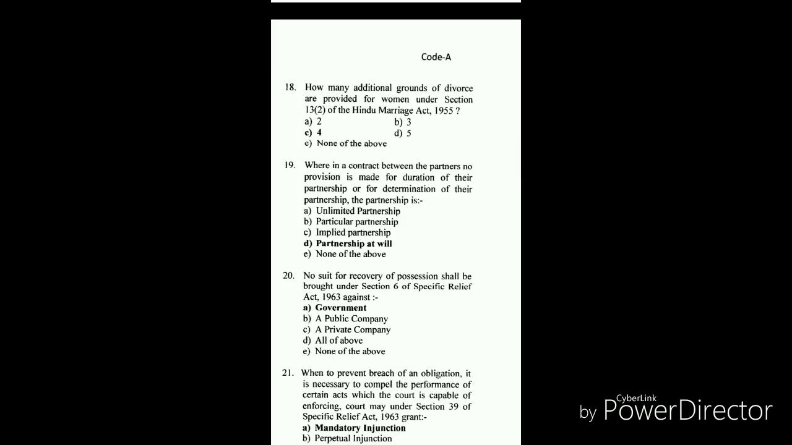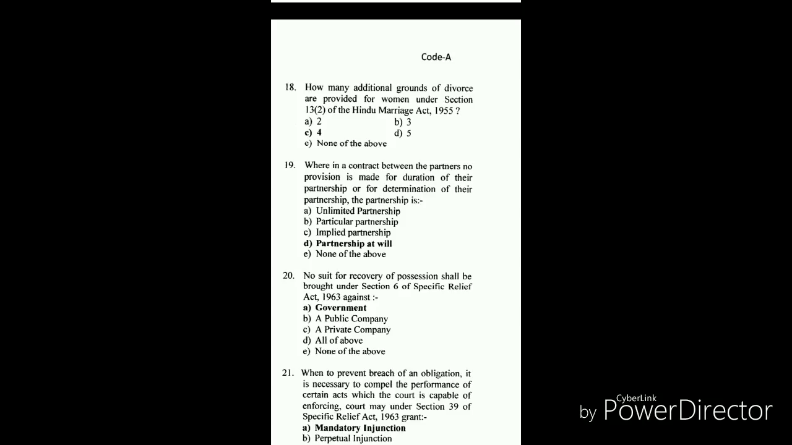Now section number 16, Hindu Marriage Act 1955. Section 16 confers legitimacy on the children of both void and voidable marriage. It is clearly mentioned in section 16 of the Hindu Marriage Act that the children born out of void or voidable marriage are legitimate. Now question number 18. How many additional grounds of divorce are provided for women under section 13? There are 4 additional grounds. These are the number based questions which I told you earlier. If you have a command on the section language and the section number, then you can solve these very easily.